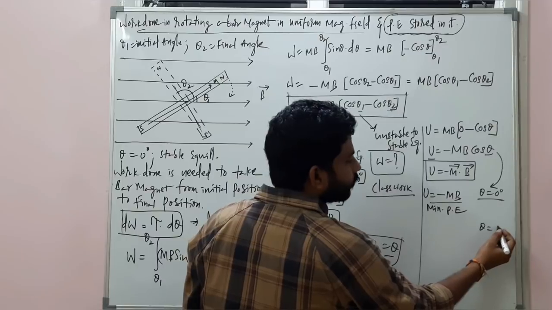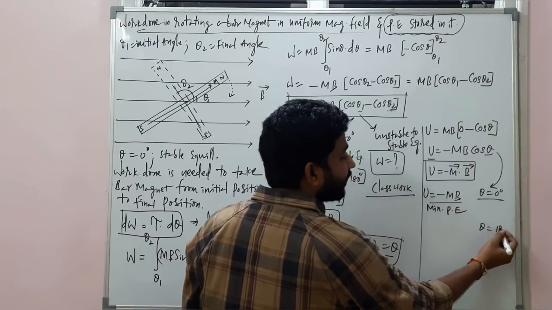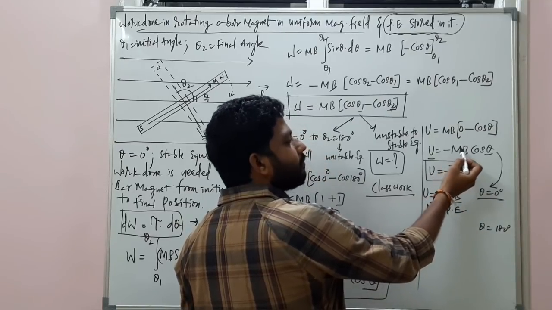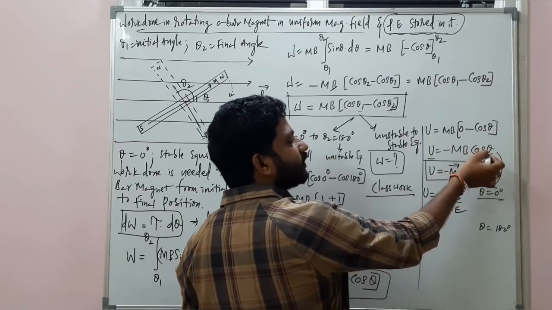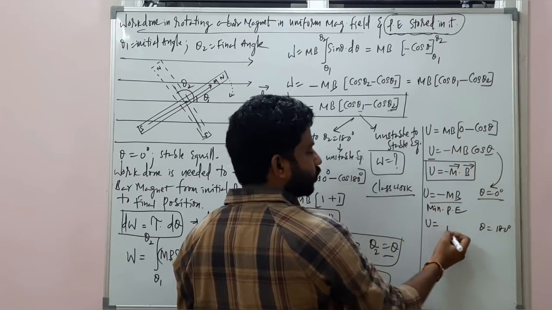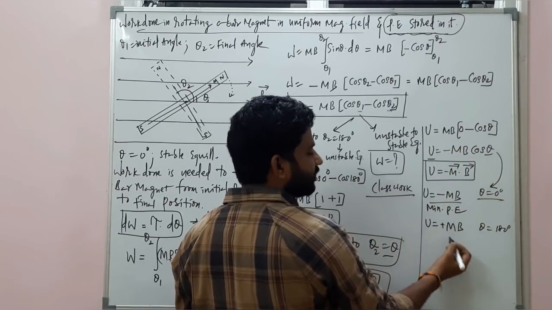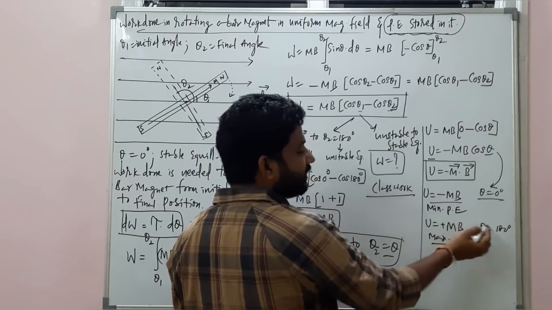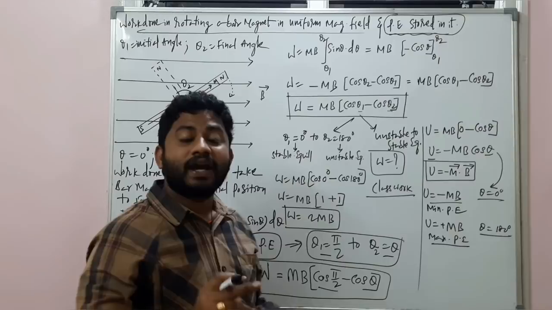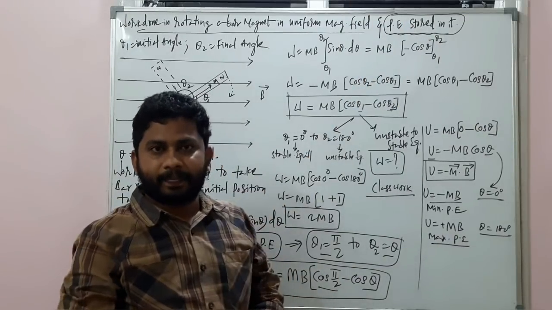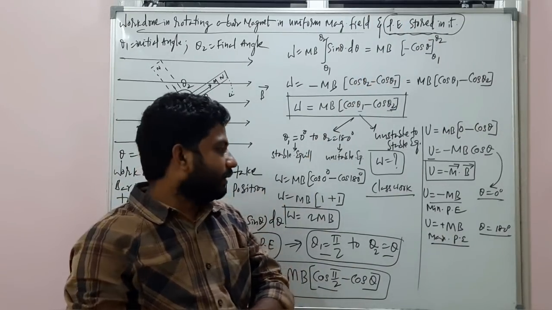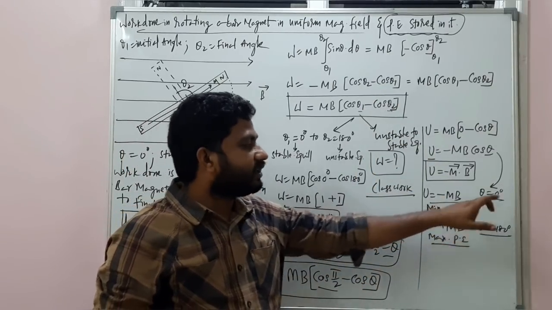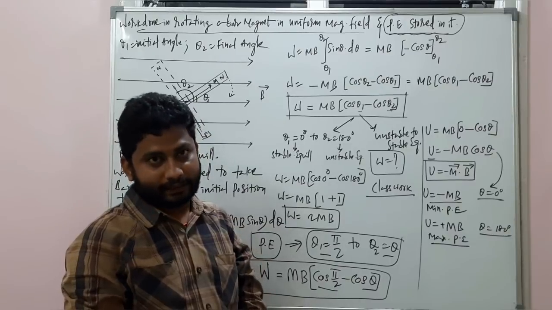When theta is equal to 180 degrees, U is equal to minus MB into cos 180. Cos 180 is minus 1. Minus into minus is plus. So it's plus MB. This is called the maximum potential energy. And this theta of 180 degrees is the unstable equilibrium. At unstable equilibrium, the potential energy will be maximum, and at the minimum potential energy, the body will be in the stable equilibrium.